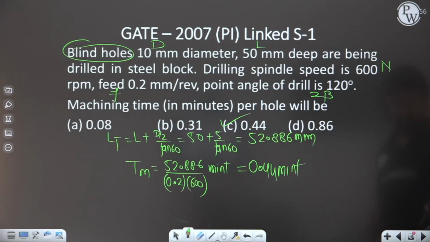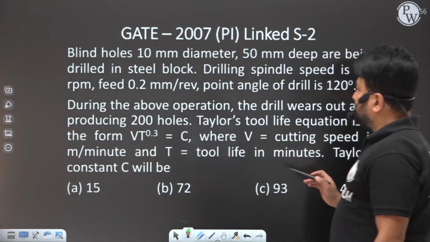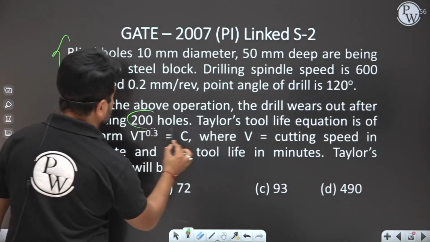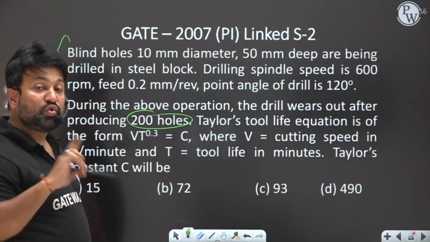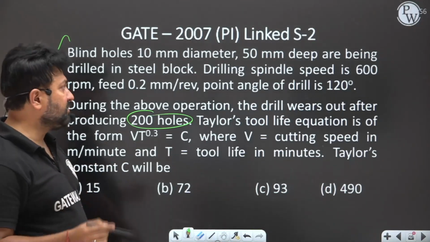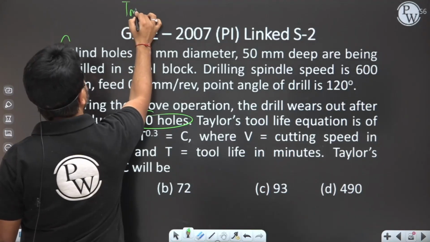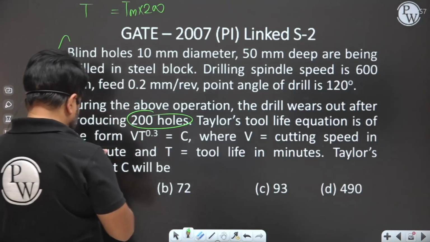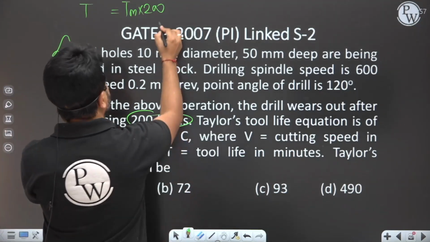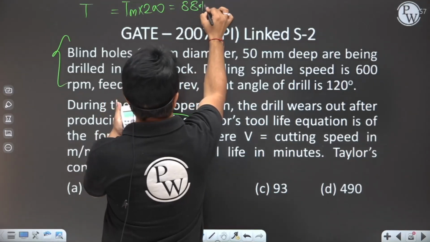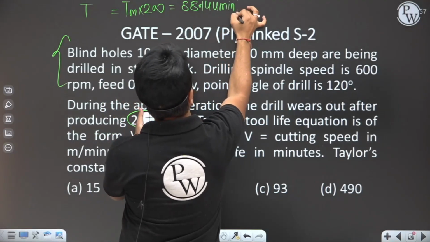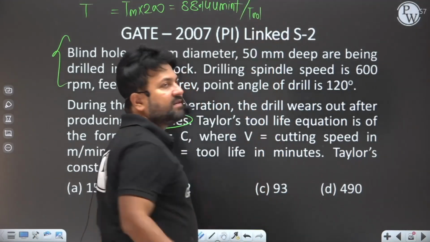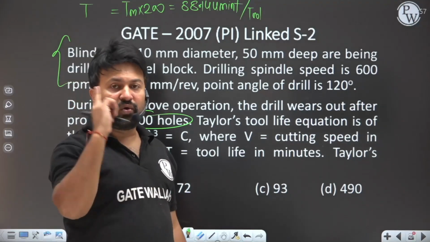Now how many holes are you producing? It is given in the next question. Suppose this data is the same, and you are producing 200 holes by this tool. If you multiply the machining time by 200 holes, then you will get the tool life. So the answer into 200, and the tool life will be 88.144 minutes. This will be the tool life per tool, a single tool is going to produce 200 holes and will consume 88.144 minutes.